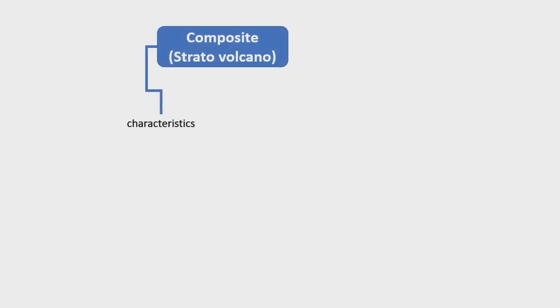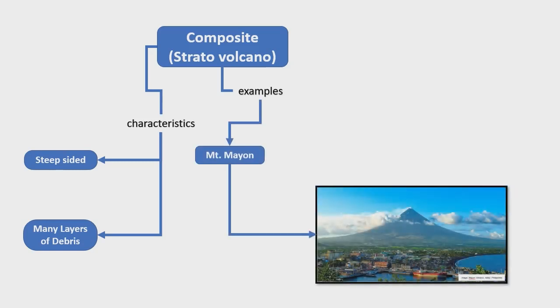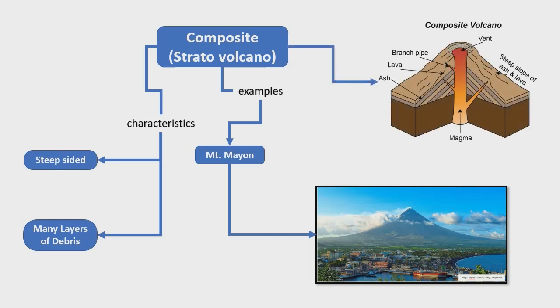A composite or stratovolcano. The characteristics of a composite or stratovolcano are the following. Steep-sided volcano, and it has many layers of debris. In other words, it has different strata or levels. This is where the word stratovolcano is derived from. An example of this type of volcano is Mount Mayon. Mount Mayon is known to be one of the most beautiful volcanoes in the world. So this is what a strata or composite volcano is about.